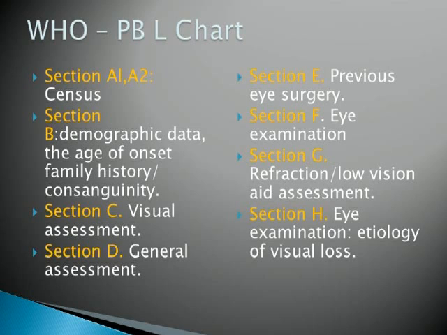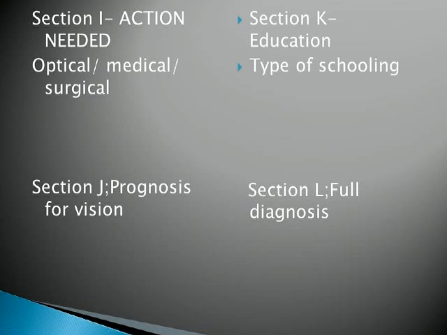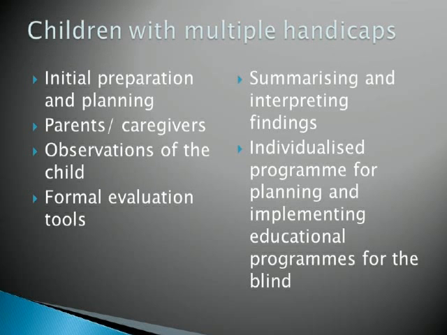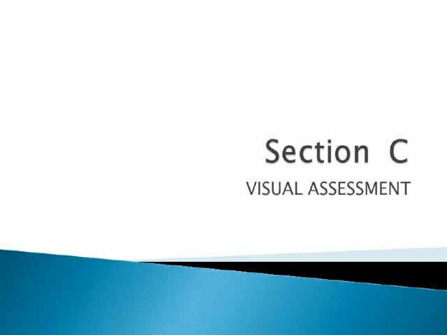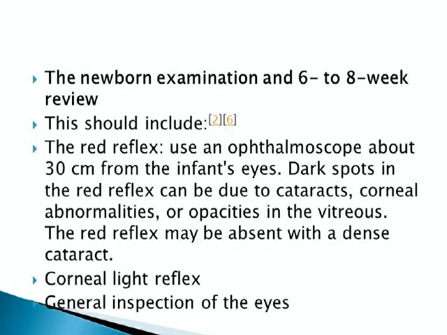Section D is general assessment. Section E, previous eye surgery. Like that, several sections are there. We have to fill up the whole thing and give adequate data. And there is a section for children with multiple handicaps also. I will elaborate on section C, or visual assessment, which is the most important from our point of view.